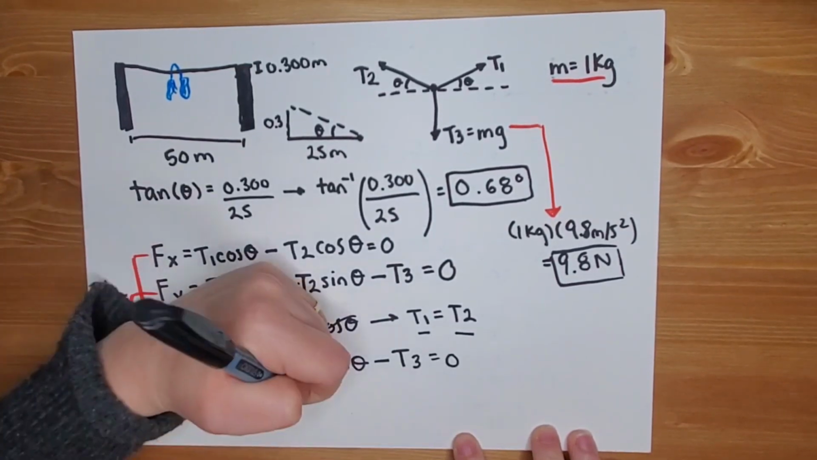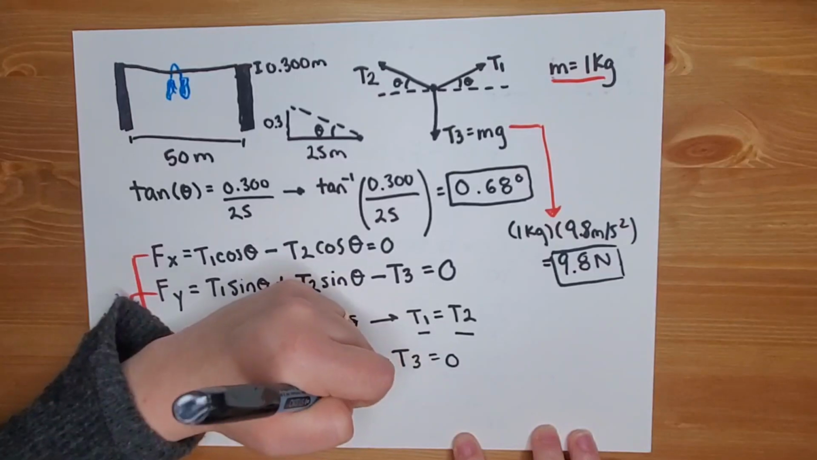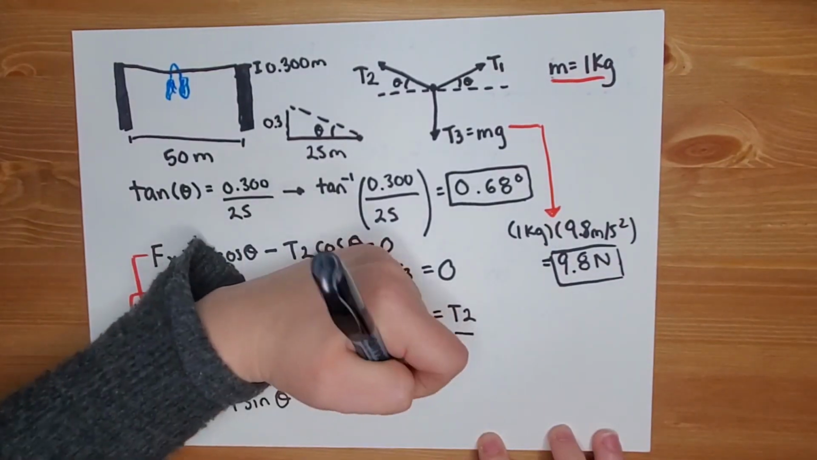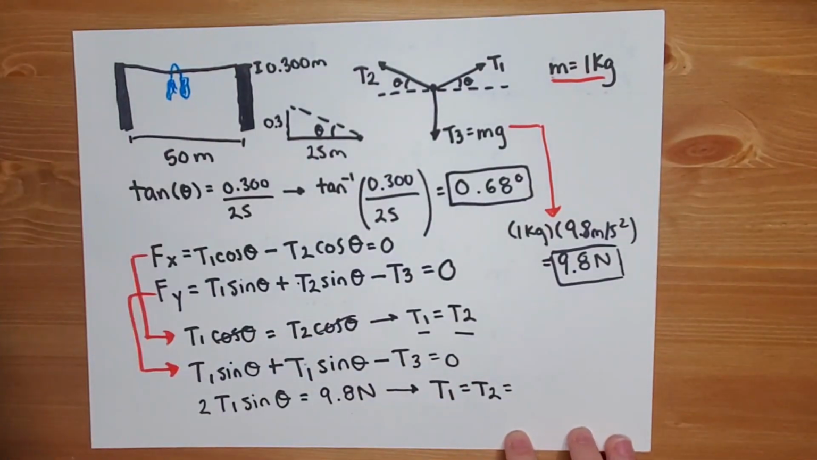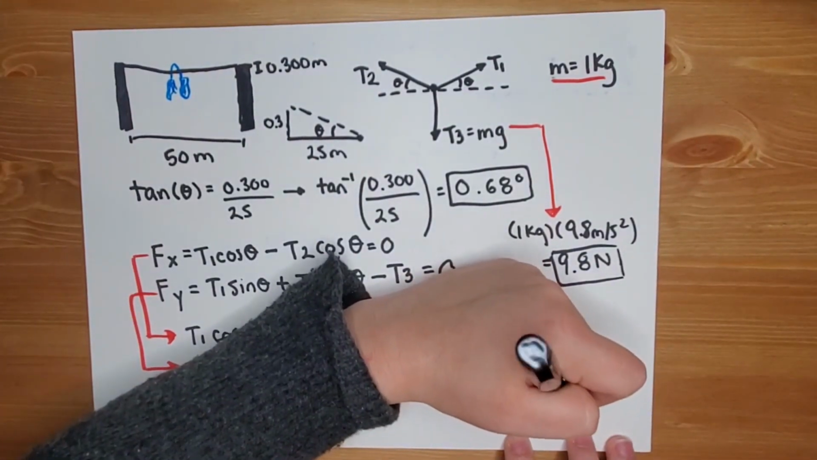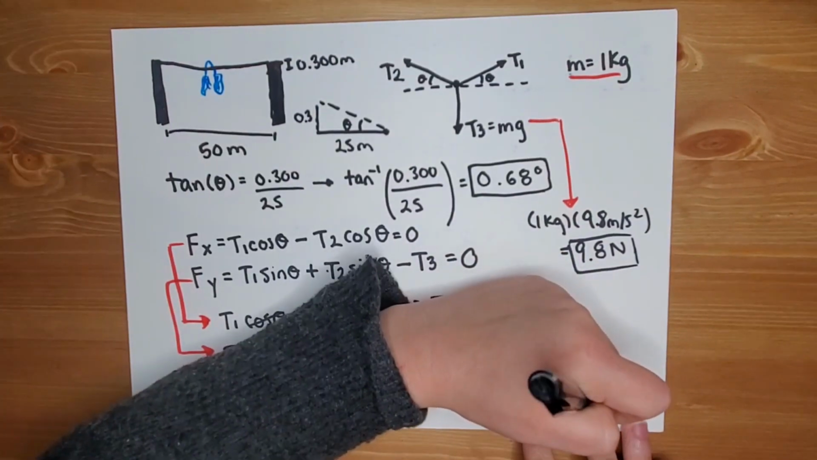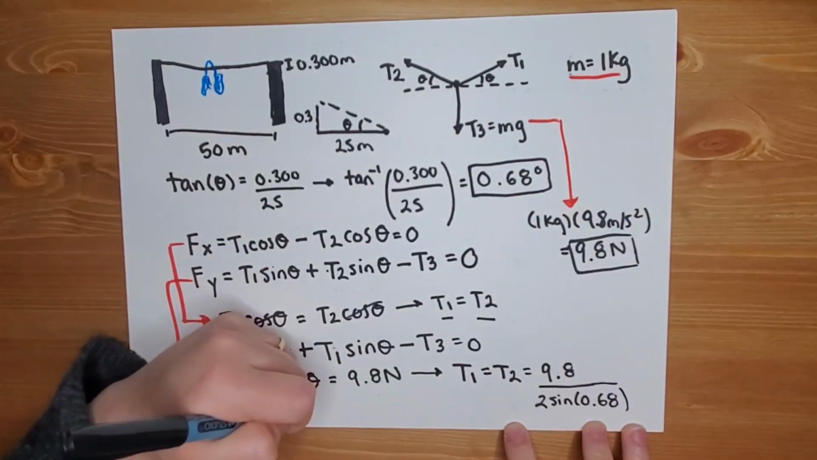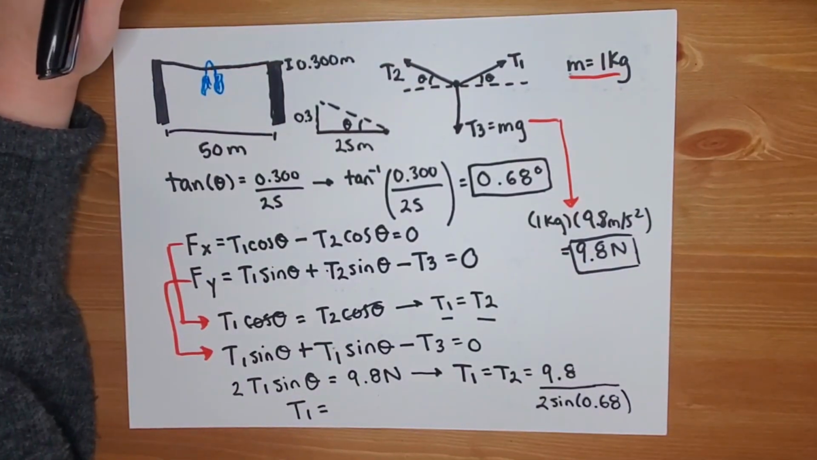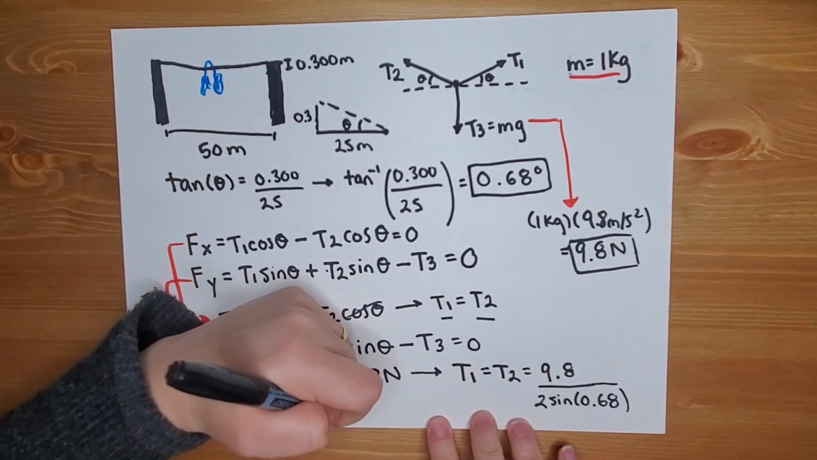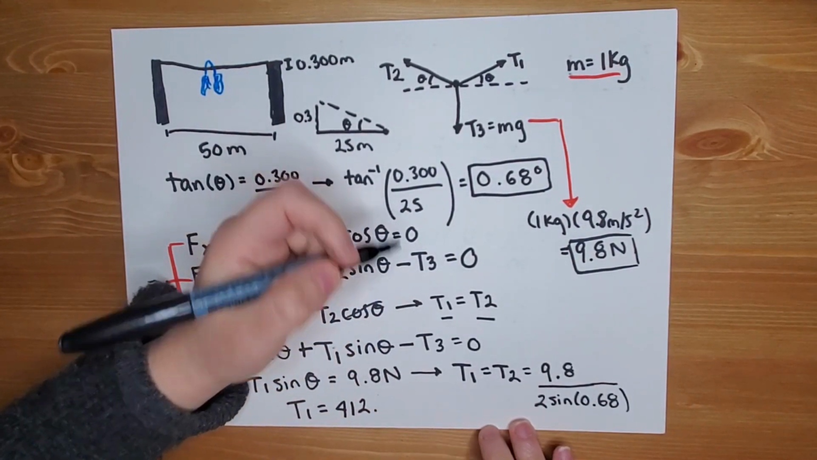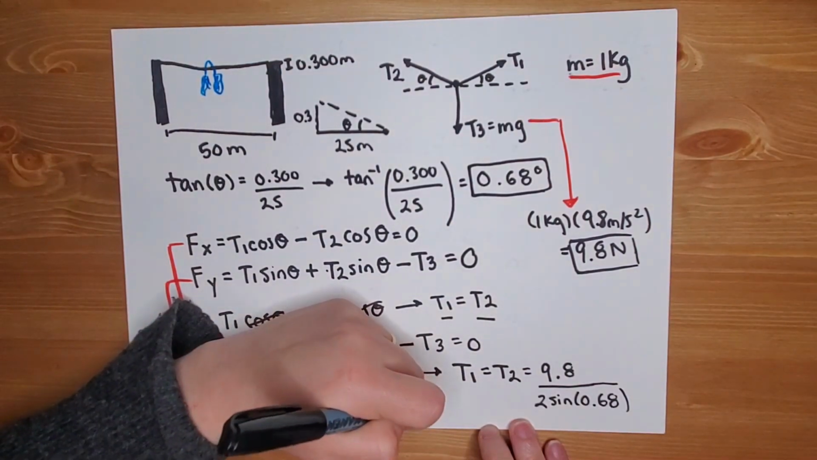So going back to my previous equation, we can just add the two T1s here and bring the weight to the other side of the equation because it's negative. 2 T1 sine theta equals 9.8 newtons. Or if we rearrange this to solve for T1, we have T1 equals 9.8 over 2 sine theta. We have theta already, so we can just solve for T1, which equals 412.9 newtons. And that is also equal to T2, so we have solved our problem here.